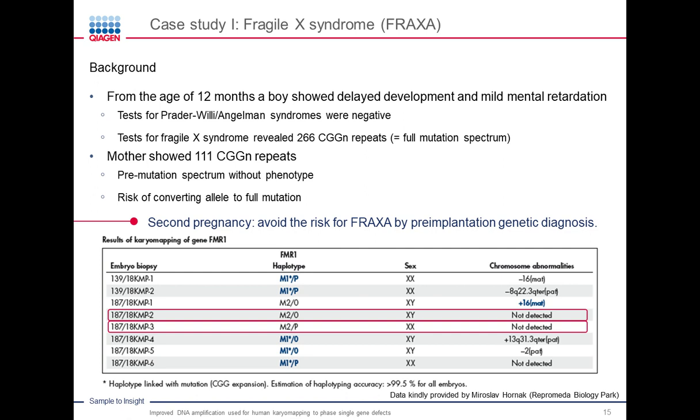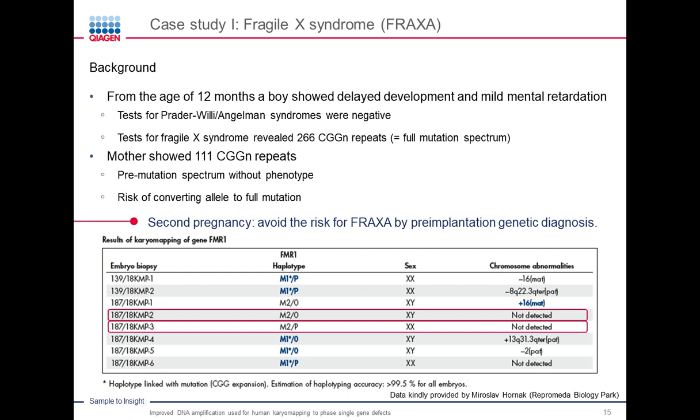First case study we'll go through is called case study 1, Fragile X syndrome. This is a case where a child of 12 months old showed delayed development and mild mental retardation. The child was tested for the Prader-Willi-Angelman syndromes, and they came back negative. And then a test for Fragile X syndrome revealed 266 CGG repeats, which is the full mutation spectrum for this particular disease.